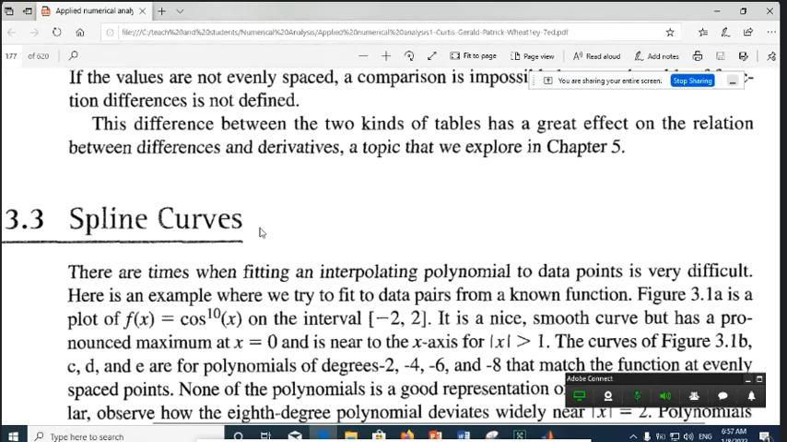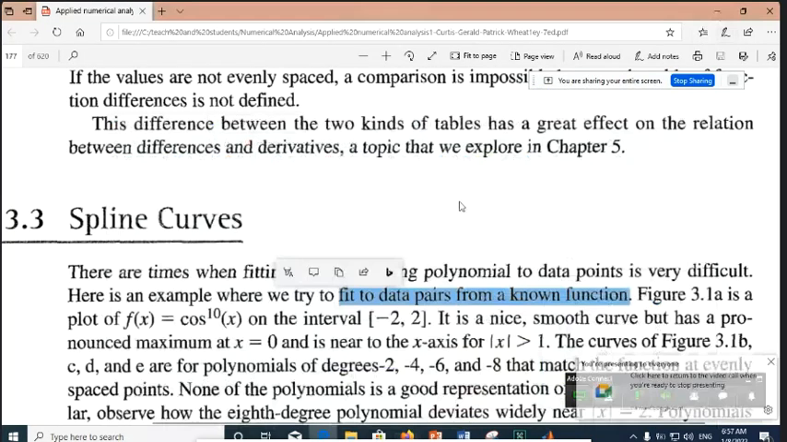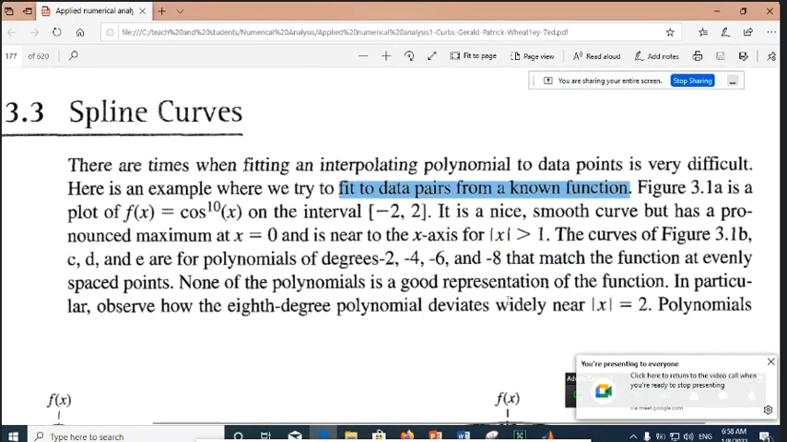called spline curves. There are times when fitting an interpolating polynomial to data points is very difficult. Here is an example where we try to fit data pairs from a known function. In most cases, we have a known function, but here you have a known function to examine the last method.